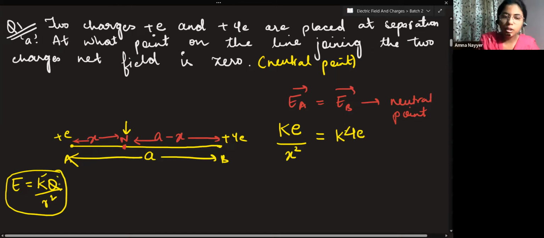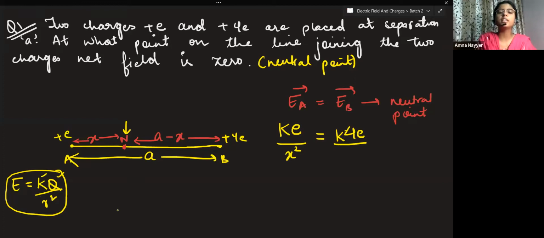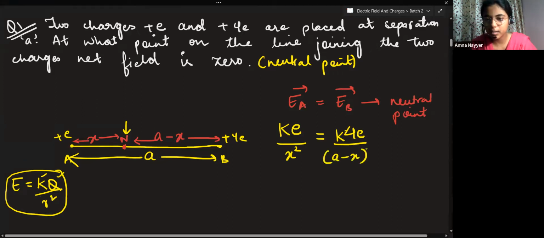So K we have written, Q we have written. Now we have to write R square. R square is the separation of the point from the neutral point. The neutral point is capital N over here, and the point is this B. So what is the separation? Yes, Fatima, correct: A minus X. It will be A minus X whole square, not only A minus X square. The square is on the whole radius, so that will make it A minus X whole square.